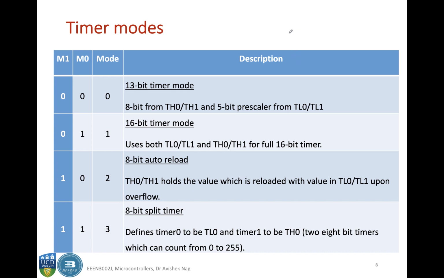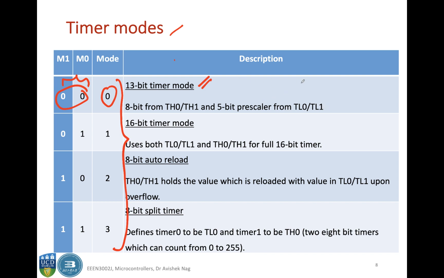Let's see what M1 M0 means. M1 and M0 together define the timer modes. If M1 and M0 are 0 0, then you are in mode 0. For 0 1 it's mode 1, and so on. These two bits can give you 4 combinations, and all of them have some meaning. Mode 0 means it's a 13-bit timer mode: 8 bits from TH0 or TH1 and a 5-bit prescaler from TL0 or TL1.